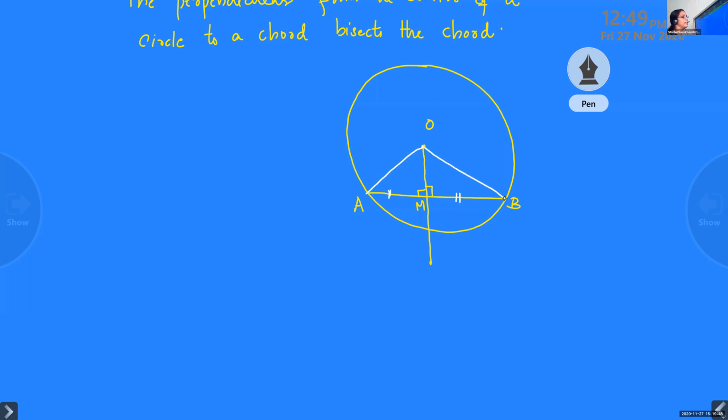Now you can see two triangles. What are they? Two right triangles. What are they, name them. Triangle AOM and triangle BOM. Okay, fine. Now we will find out the equal parts. Again, what are the equal parts? OM equal to OM, that we will do last. OM is the common side. The other one you will find out. 90 degrees, okay.